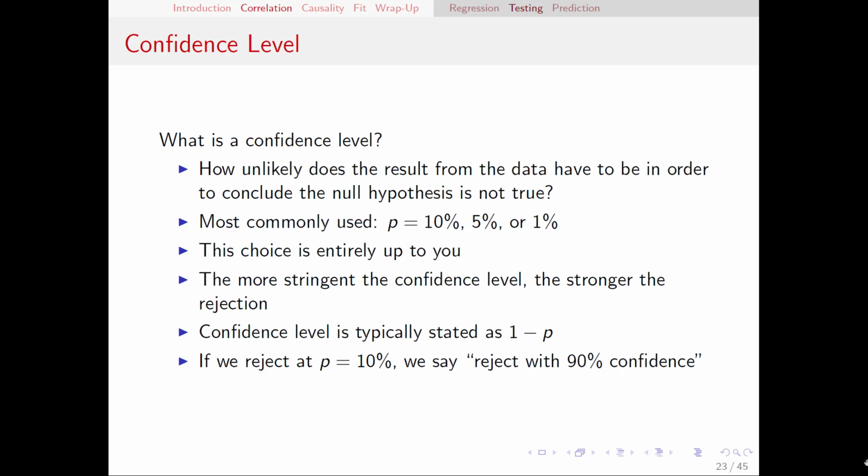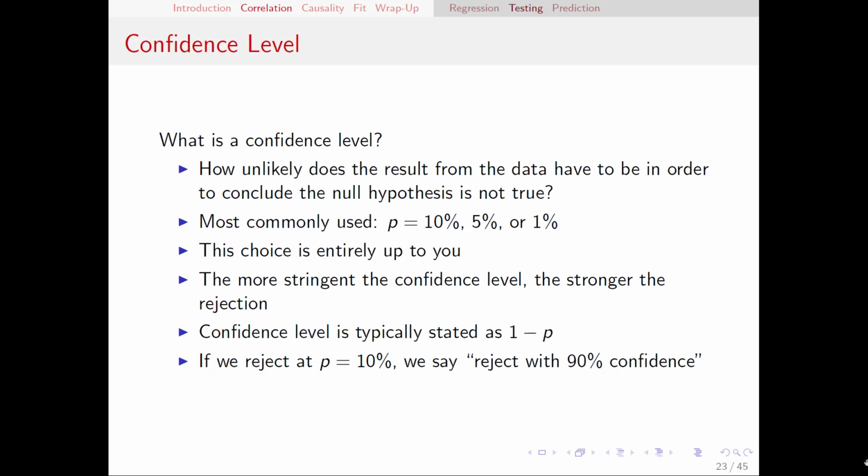We might say, well, if the chance of this happening is less than 10%, then we're going to conclude that our null is not true. But we might also have a more stringent condition where we say we need it to be less than a 5% chance of happening, or even a 1% chance of happening, or even stronger than that if we wanted to. The choice of this is entirely up to the data analyst to say how unlikely is unlikely enough. If we're able to reject at a very strict confidence level, then that's going to suggest the evidence against the null is very strong.